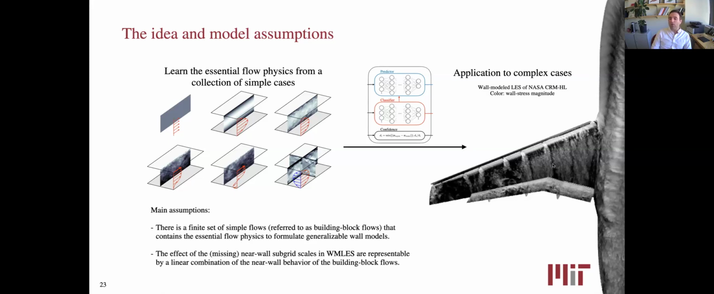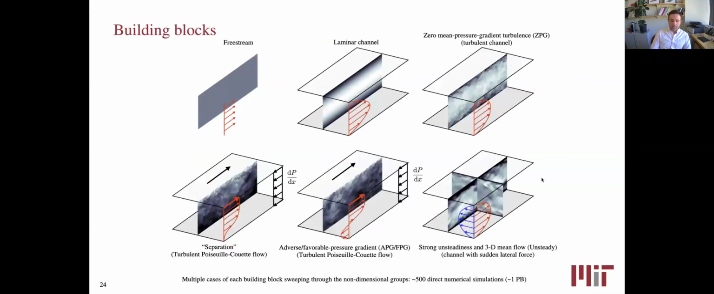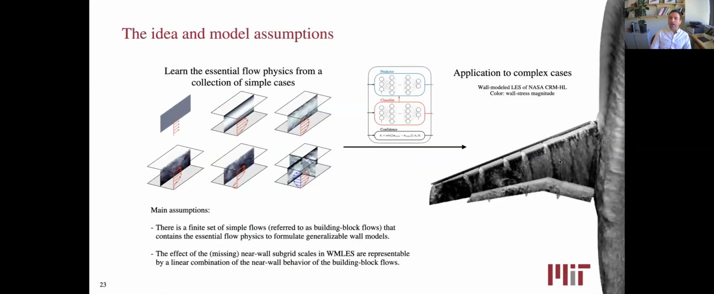The idea is, if I look locally at what is happening in the aircraft, I can always map that to one of these cases or a combination of cases. So that's how the model works. That's the assumption: that I can break down a very complex case into very small pieces, and locally, it should look like one of these cases.